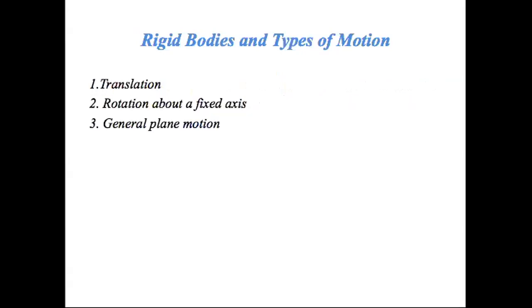There are three types of rigid body planar motion: translation, rotation about a fixed axis, and lastly, the general plane motion. That is simply when the rigid body is undergoing both translation and rotation simultaneously.